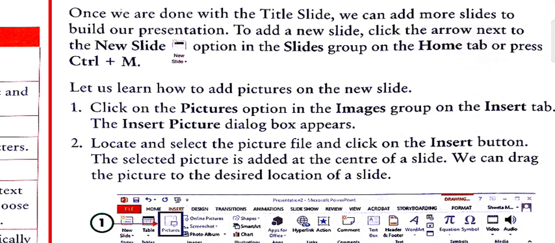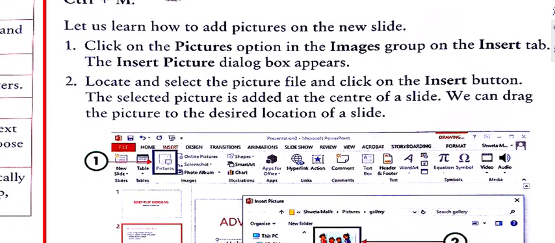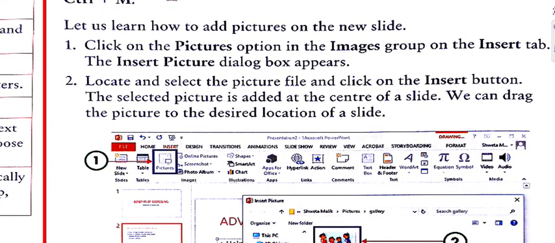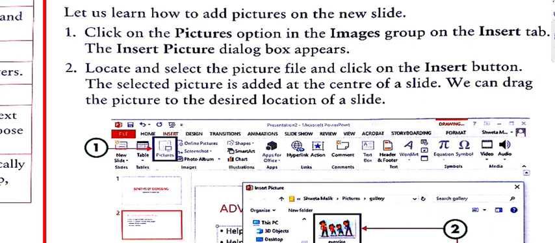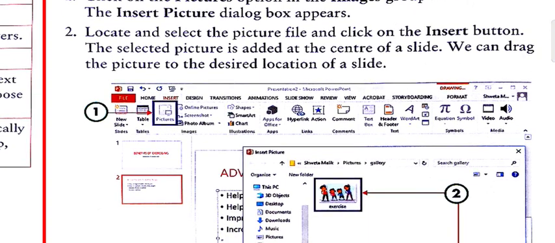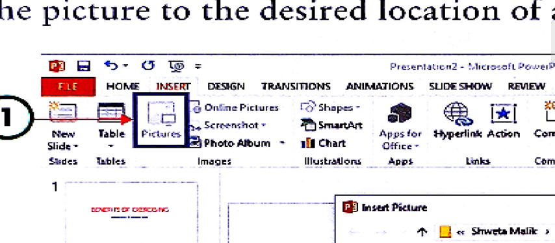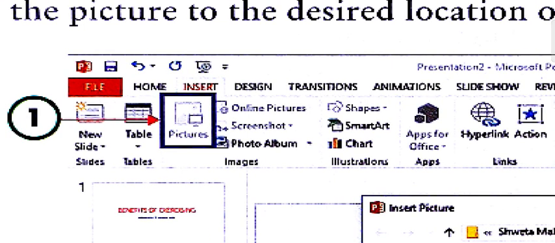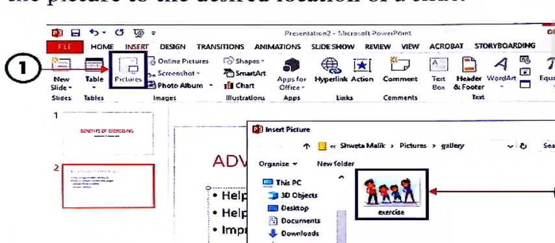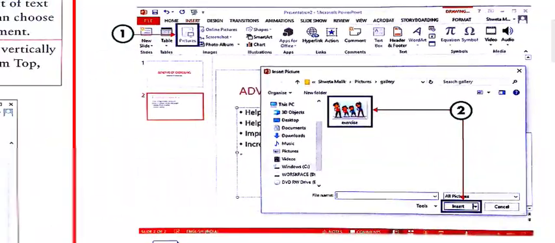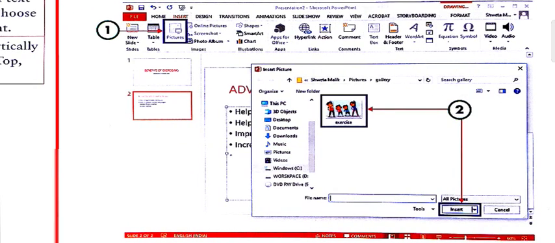And you have to follow some steps to insert a picture or image. The first step is to click on the Pictures option in the Image group on the Insert tab. The Insert Picture dialog box will appear. This is the Insert tab, and this is the Pictures option. First you need to click on the Insert tab, then click on the Pictures option. When you click on it, a new window will appear like this.